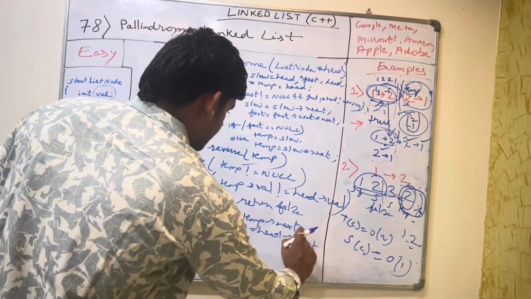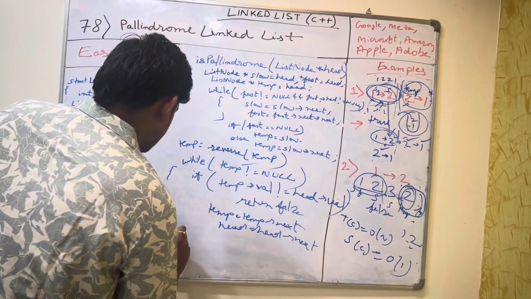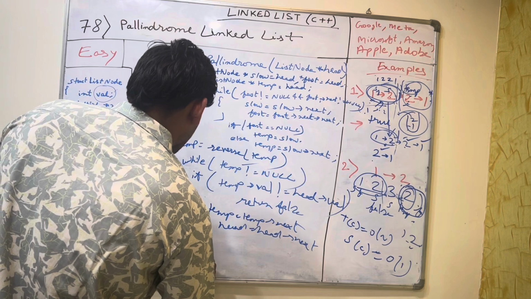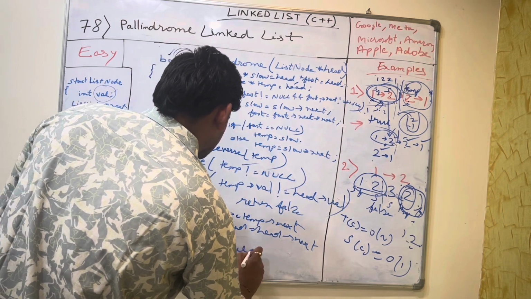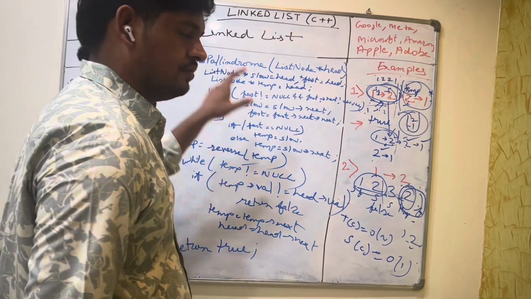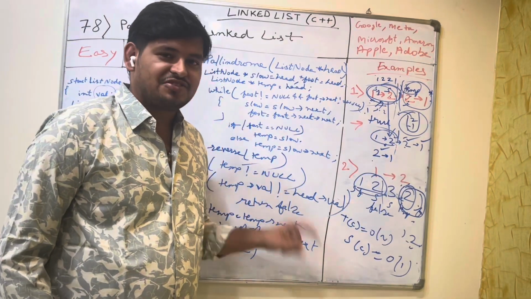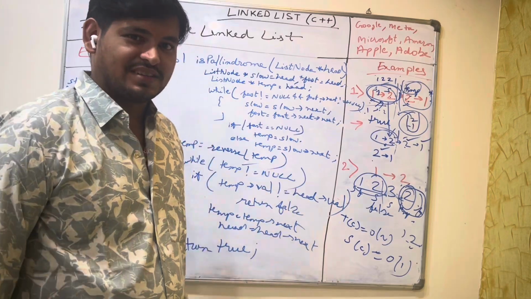Okay, so moving temp equal to temp next, head equal to head next, and if we don't get false in this condition, that means all the reversed elements are same and we return true. Okay, so the link to the question is given in the description. Please try it yourself and then come to my code walkthrough section.